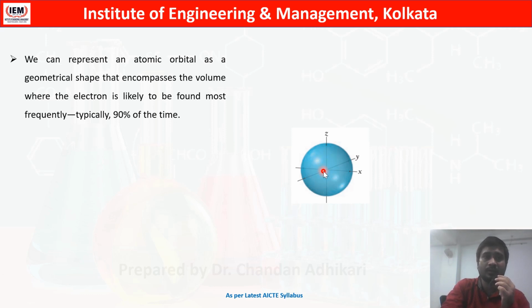So what is an orbital? Generally, all atomic orbitals are nothing but a geometrical shape derived from a mathematical plot, and we describe this as an orbital because the probability of finding the electron is maximum in this region.